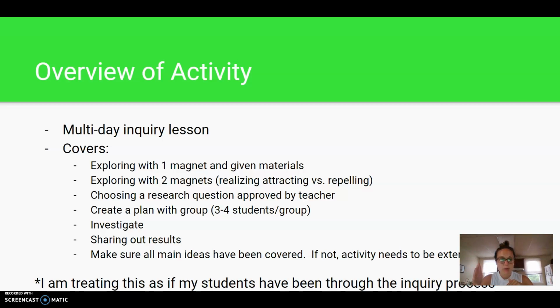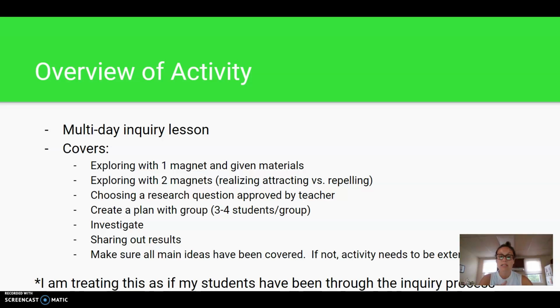After we did that and we shared out, students would be choosing a research question that would be approved by me. They would create a plan with their group, which would be 3 to 4 students. They would then follow an investigation. They would share out their results. And then at the end, I would make sure that all the main ideas had been covered, and if they hadn't, I would make sure to cover anything that we still needed.